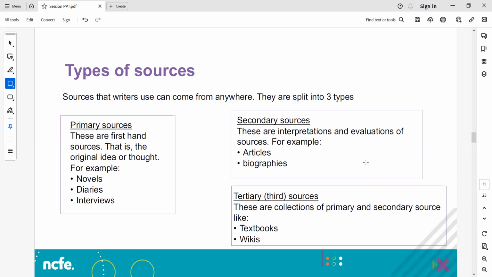No? So, and then we also have tertiary or third sources. These are collections of primary and secondary sources, and they might be reference materials, databases, textbooks, and things like Wikipedia. Okay, so all of those types of sources might be found in documents or texts, and it might be one or it might be two, or you could find all of them.